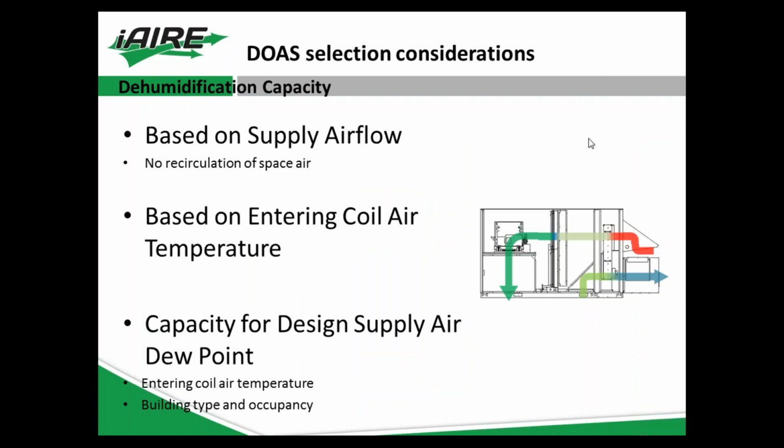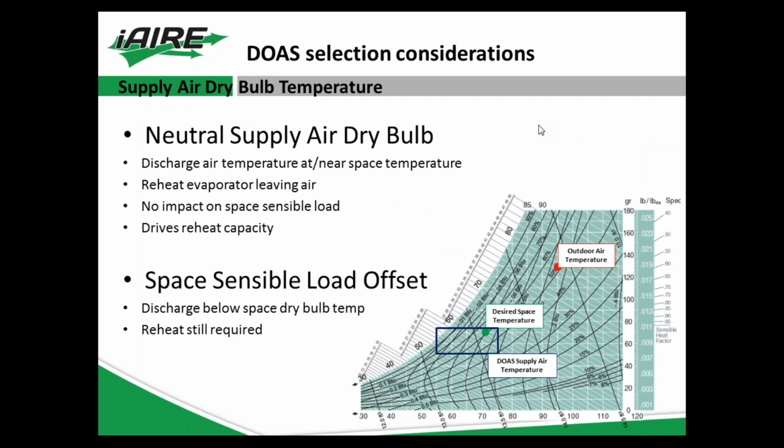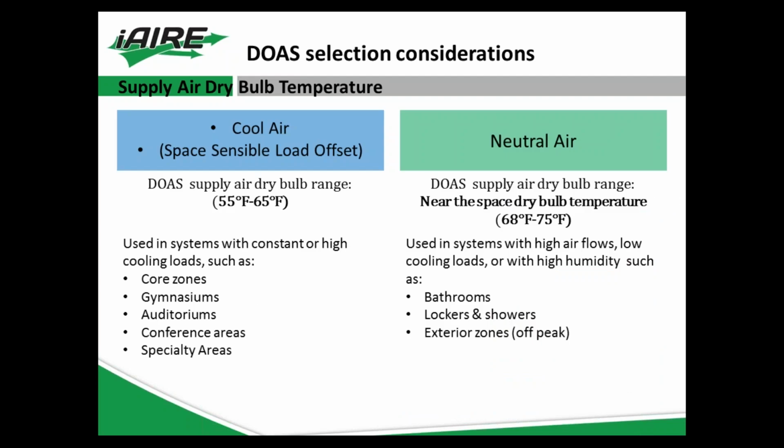I'll move through these a little quicker because it does touch on some of the same, but dehumidification capacity is going to be based on a lot of the same things, whether you want to supply neutral air or if you want to offset the sensible load. Generally, you're still going to require reheat on a sensible load offset, even though you're supplying closer to that 55 that's coming directly off the cooling coil. You still want to reheat that a smaller amount. And just the same type of chart layout here, but for whether you're doing space sensible load offset or not.